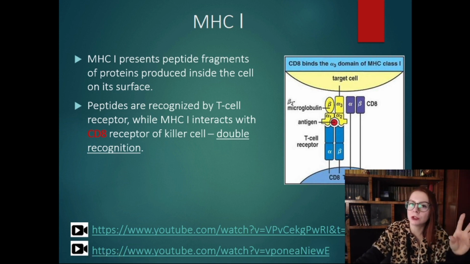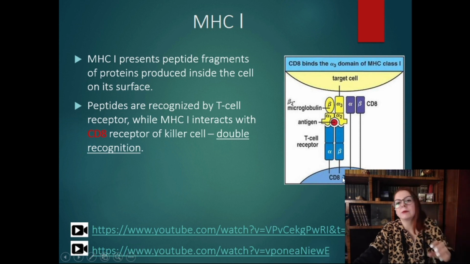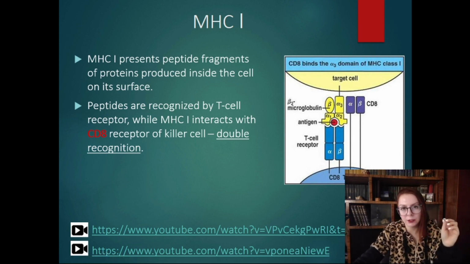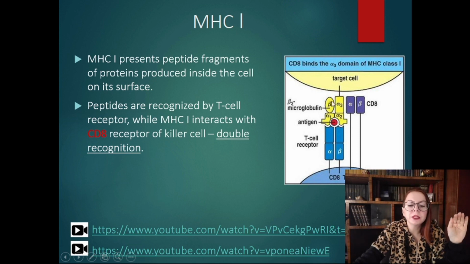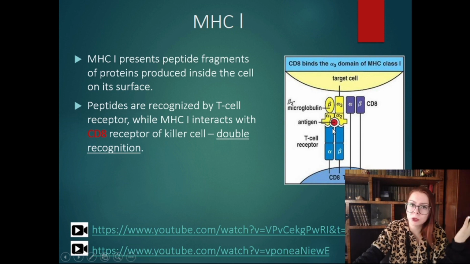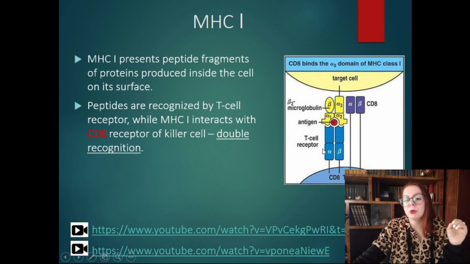So double recognition means that CD8 killer cells, T killer cells, scan the surface of every cell in our body by analyzing peptides presented by MHC type 1. Because if the T cell receptor just recognizes the antigen, but at the same time CD8 doesn't find MHC type 1, then this process is ineffective, it doesn't work. This interaction between the target cell and killer works only in case the peptide is presented by MHC type 1. So double recognition takes place.